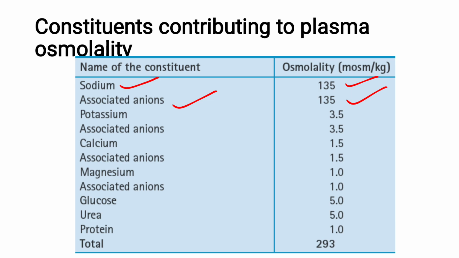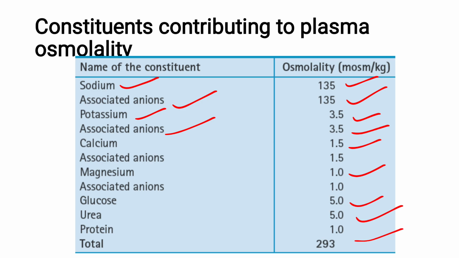The next highest concentration is of potassium, which is around 3.5 milliosmoles per kg. The same amount of associated anions will also be there. That is the reason why we take double the amount of potassium while calculating the osmolality. Similarly, the other important constituents contributing to the plasma osmolality are calcium and associated ions, magnesium and associated ions, glucose, urea and protein.